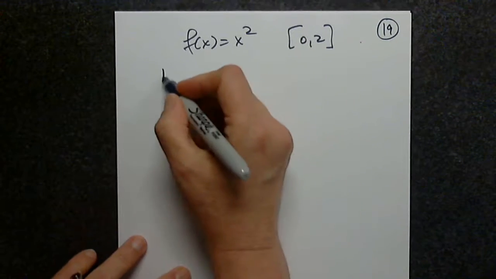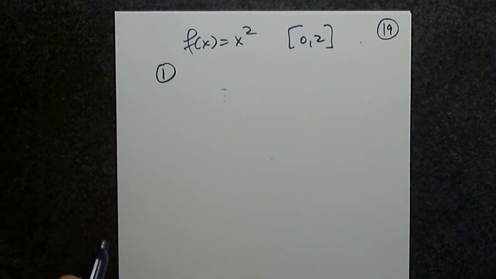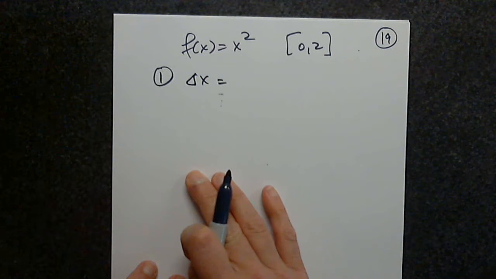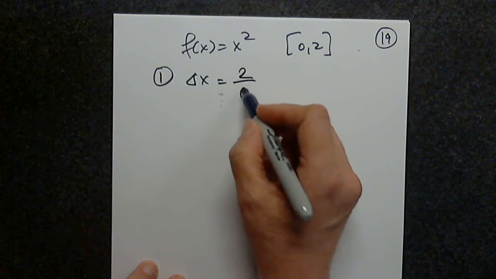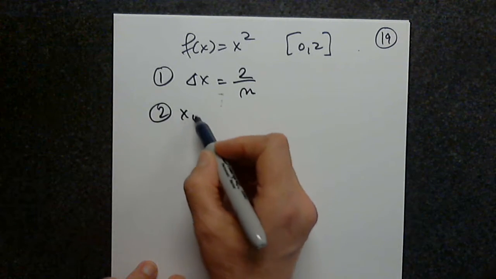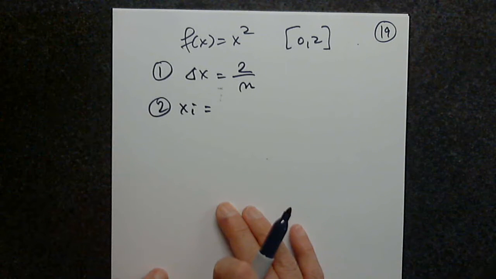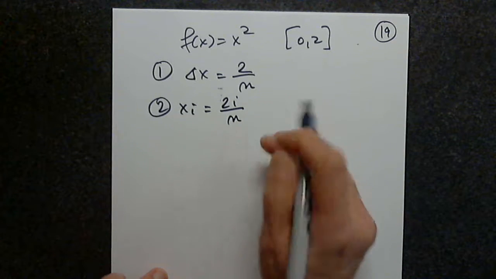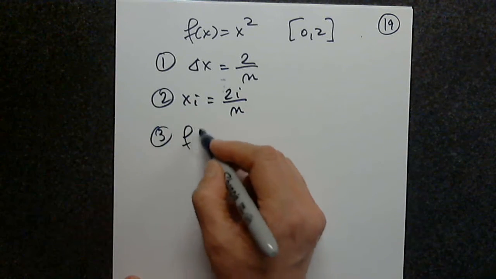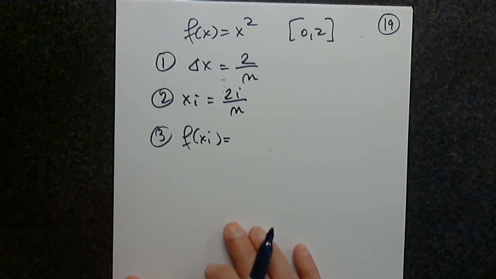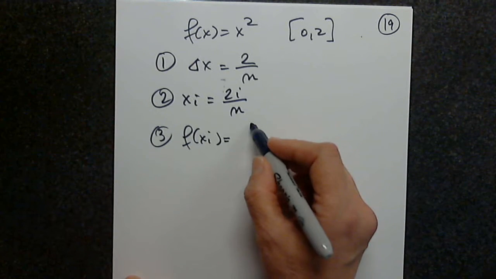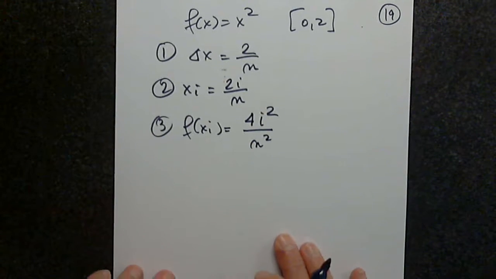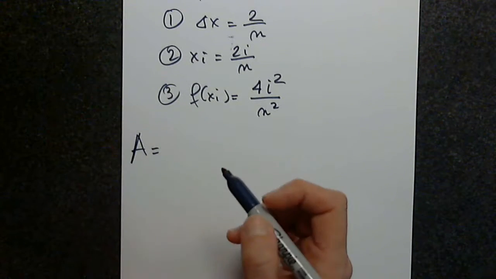Okay, prep number 1. What do I need in prep number 1? Delta x. Not a problem, it is 2 over n. Number 2 is xi. Very good, 2i over n. Number 3, f of xi: 4i squared over n squared. We agree? Good. Easy, right?